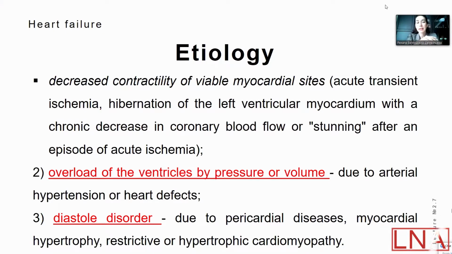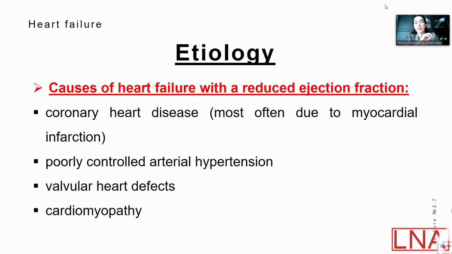The second group of reasons is overload of the ventricles by pressure or volume, due to arterial hypertension, valve damage or heart defects. The third group of reasons is diastolic disorders due to pericardial disease, myocardial hypertrophy, and restrictive or hypertrophic cardiomyopathy. In this group of problems, the main mechanism is impaired relaxation of the myocardium during diastole.